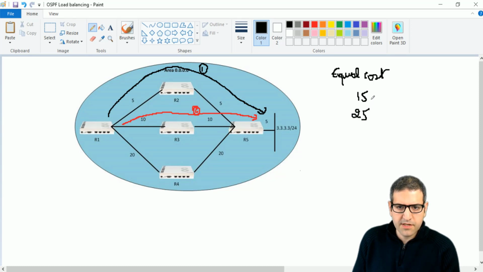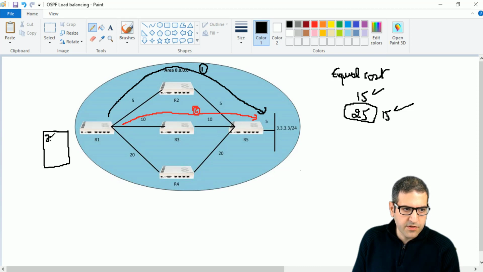So this cost is lower than going directly this way. But if you want to use both of them, then you need to lower the total cost over here. So this one should also be 15. When you change the cost inside the interfaces to make it 15 on both, you will see inside the routing table of router 1 that, to reach the network 3.3.3.0, you can go via router 2 and you can go via router 3. He will not put via router 4 because the cost in this case is higher. So all you need to do is change the cost to be similar, and that's why we say OSPF works as an equal cost load balancing.